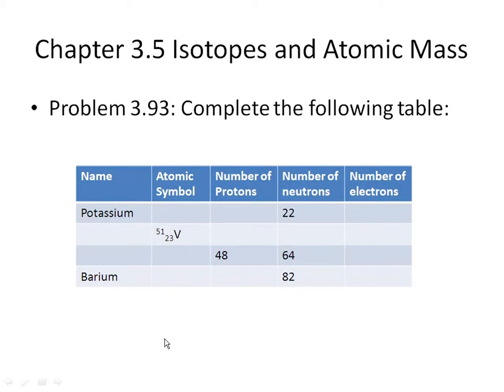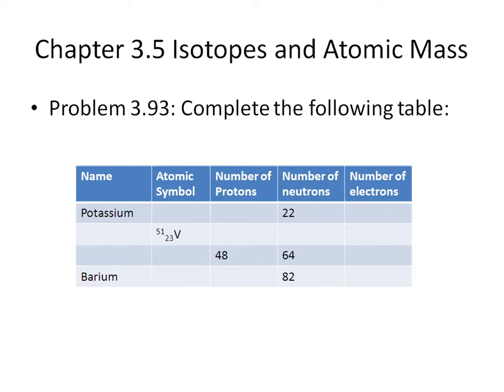Hi everyone, welcome to the Mastering Chemistry Problem 3.93. We're going to go through and complete the table, and then I'm going to show you how to plug these answers into Mastering Chemistry, which tends to give some students a little bit of trouble. This problem comes from Chapter 3.5, Isotopes and Atomic Mass.